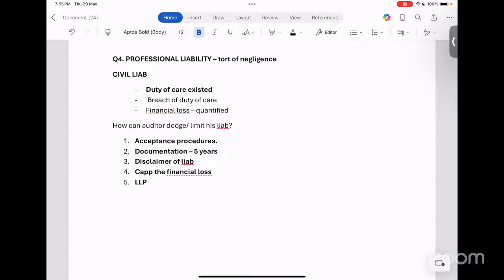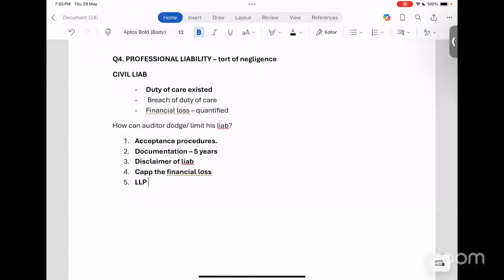So even if someone sues you, you just have to bear your own company's loss, but your own assets are not at stake. So you have a limited liability in that partnership.